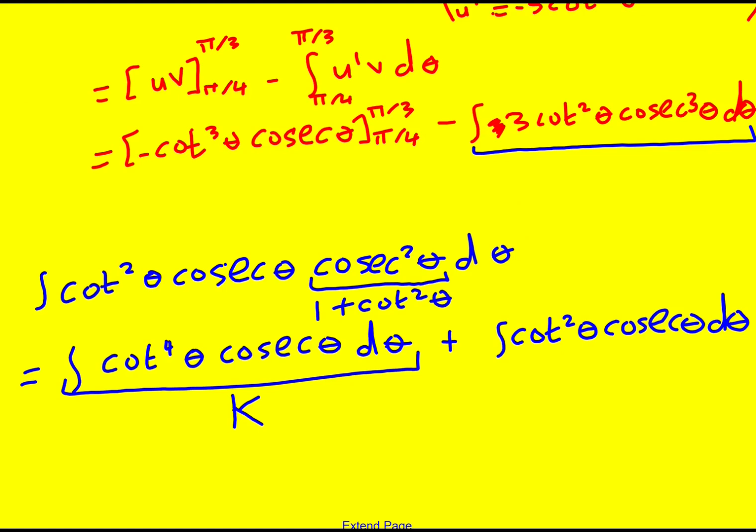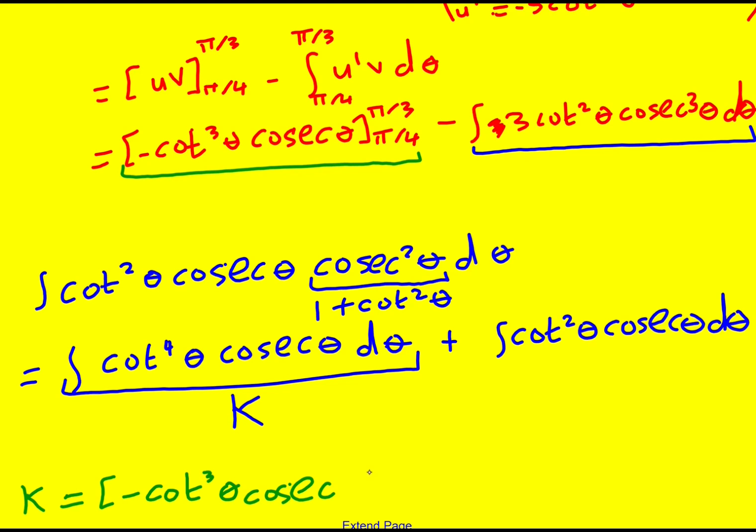So bringing it all together, I've got that K is equal to minus cot cubed theta. I'm just taking this part here again. Cosec theta evaluated between these limits.